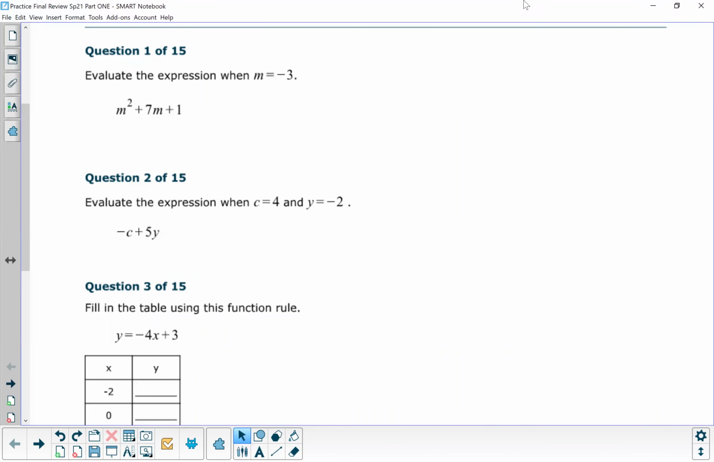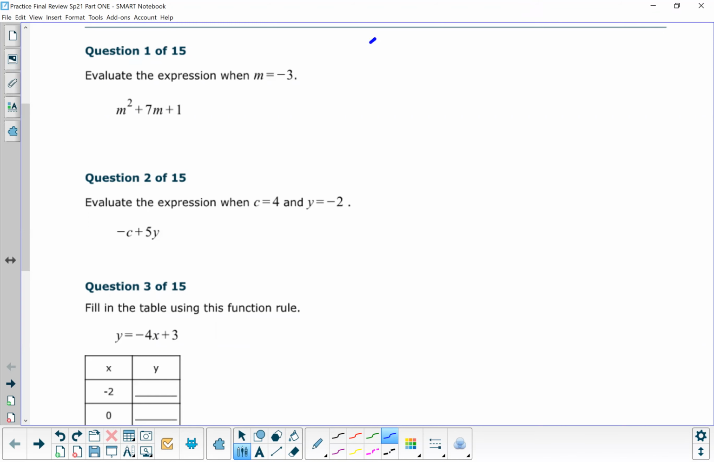All right, we have part one of our final exam review for 118. So we'll start with an expression here, m squared plus 7m plus 1. And we'll evaluate this expression when m equals -3. You want to make sure you use parentheses for your substitution.